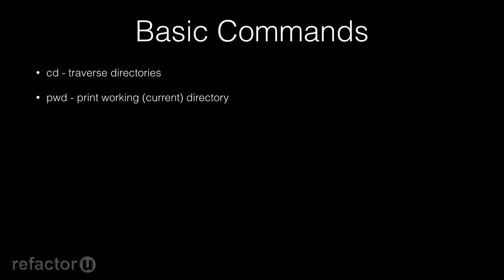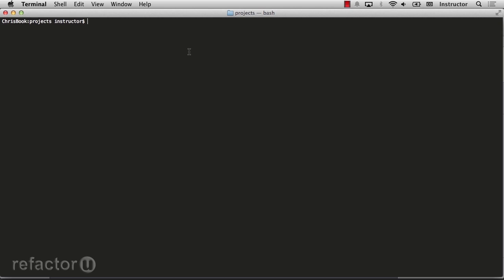Now let's look at pwd, or print working directory. This will show us the direct path to where we are in the command line. This command is really useful because as we start to traverse through directories inside of our operating system, it's a little bit more difficult to tell where we are.